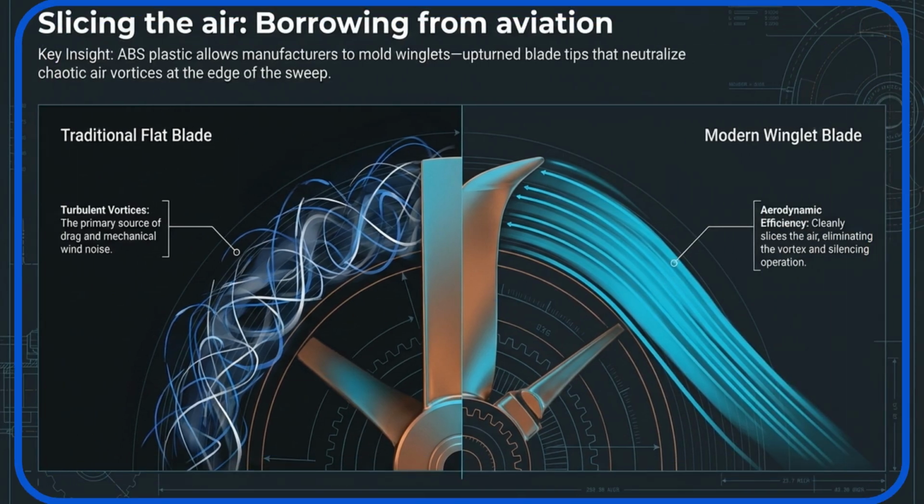Modern fan blades borrow from aviation. The use of ABS plastic allows for winglets, upturned blade tips that neutralize chaotic air vortices, reducing drag and wind noise.